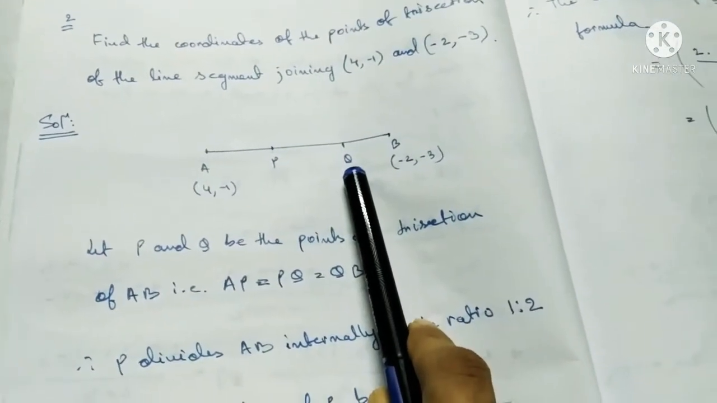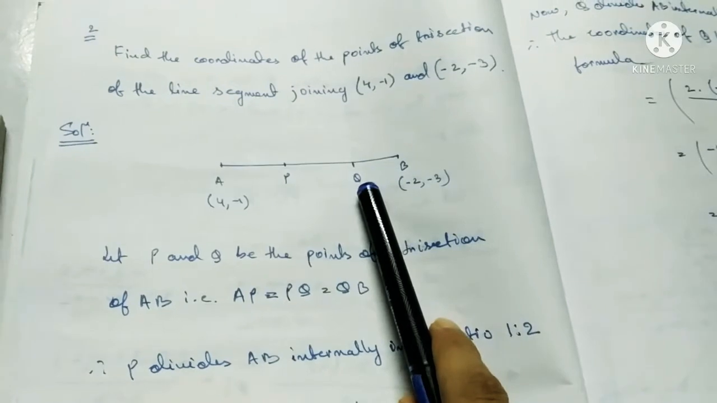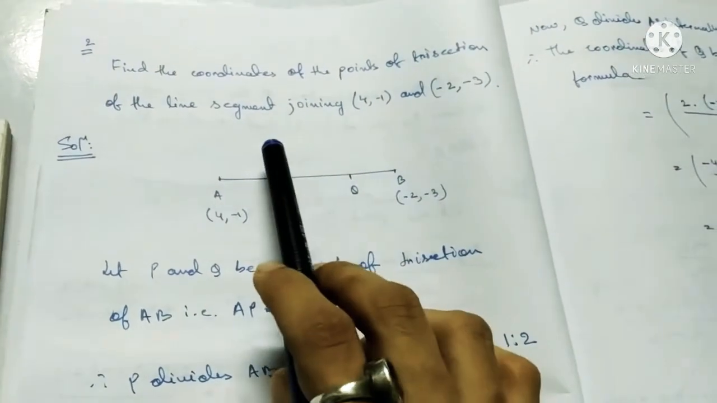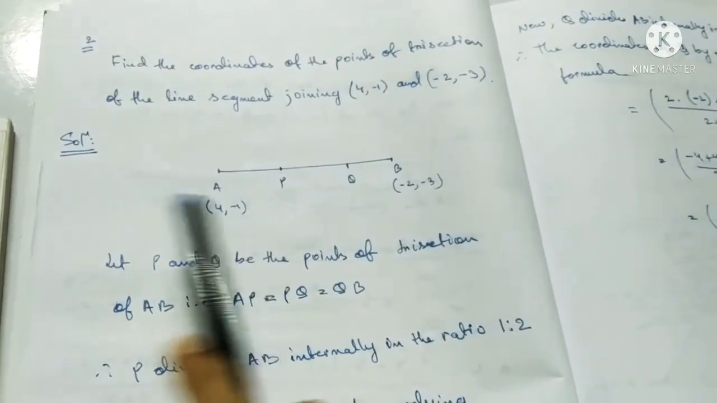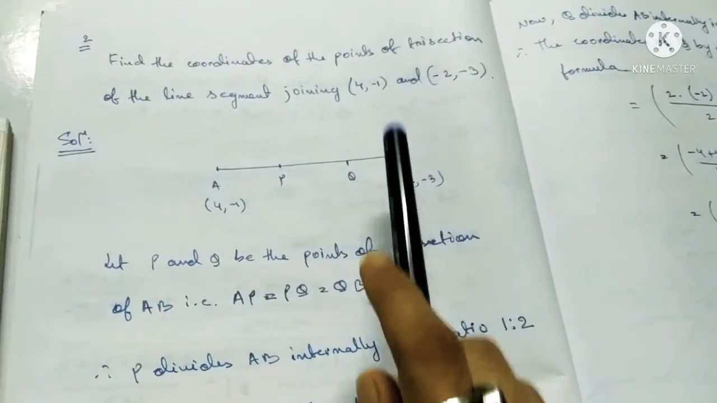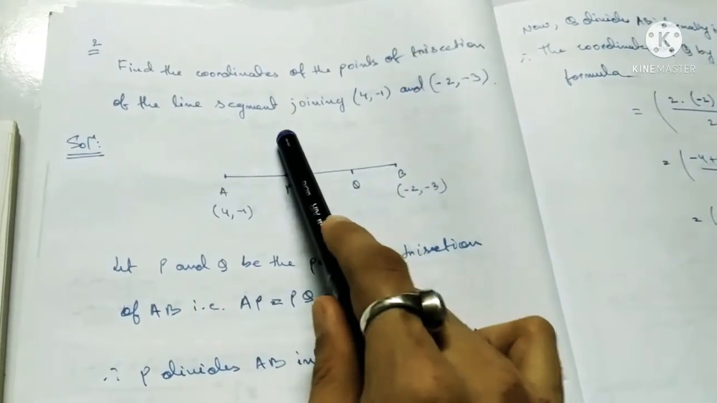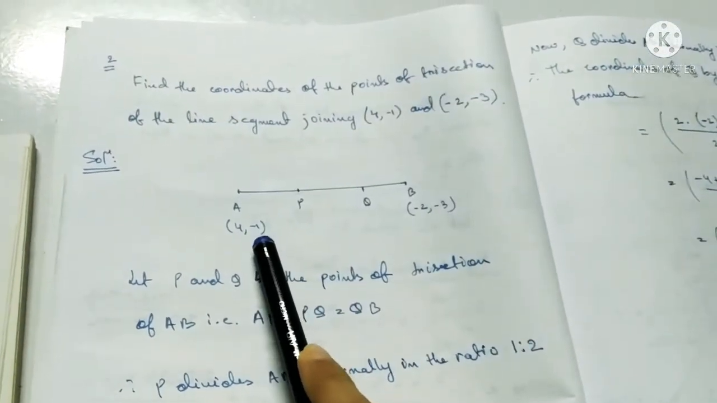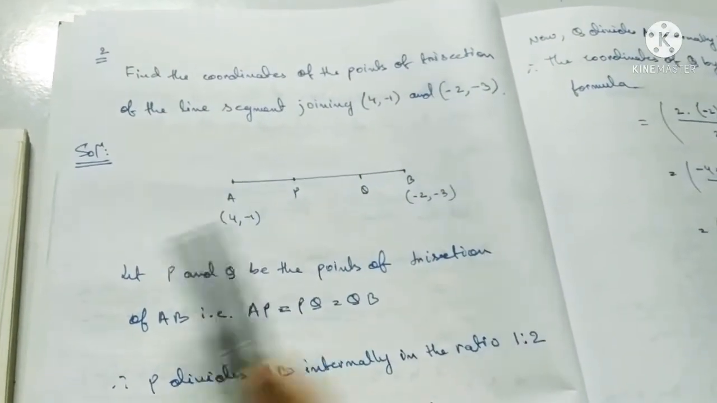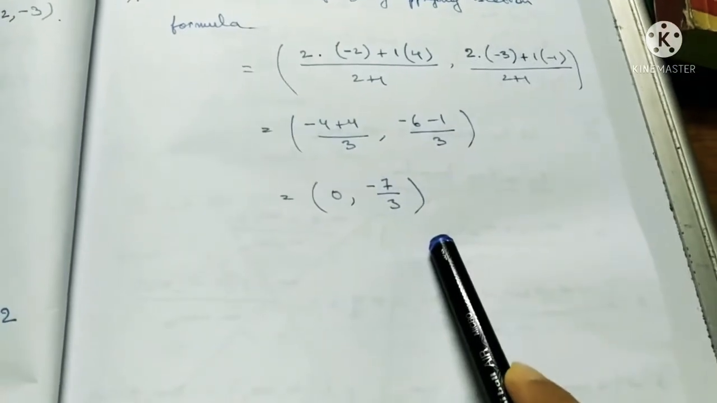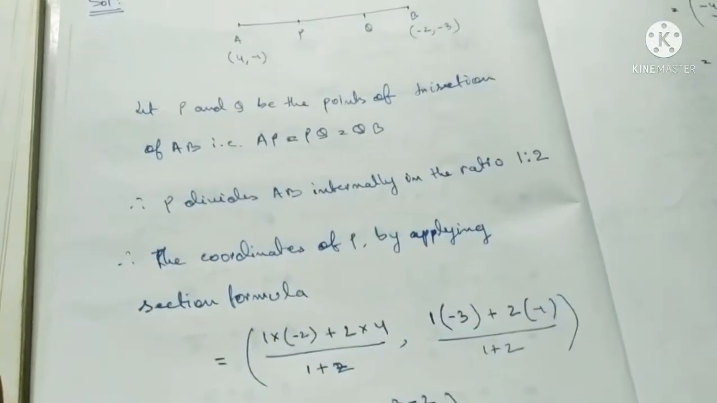Now next, the coordinate of point Q. Now I will write Q divides AB internally in the ratio 2:1. Therefore the coordinate of point Q by applying the section formula, for the x coordinate, this will be M1 into x2 plus M2 into x1 by M1 plus M2. So 2 into minus 2 plus 1 into 4 by 2 plus 1. And for the y coordinate, it will be M1 into y2 plus M2 into y1 by M1 plus M2. So 2 into minus 3 plus 1 into minus 1 by 2 plus 1. That one I have done here. So the coordinate of point P is this one and the coordinate of point Q is this one. That much only.